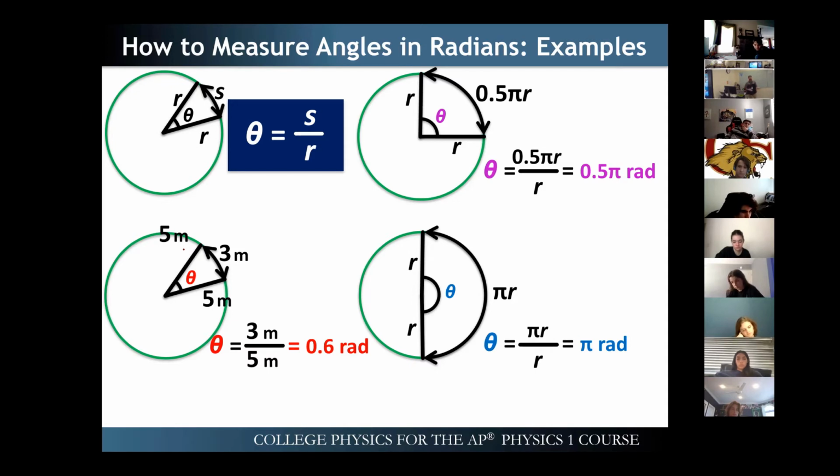So in conversation, sometimes I will say, hey, it rotated 90 degrees. And you'll need to know, oh, that's pi over 2 radians. So there's really only 3 angles that you need to be comfortable with for our class. You need to know 90 is pi over 2. You need to know 180 is pi radians. And you need to know 360 is 2 pi radians.